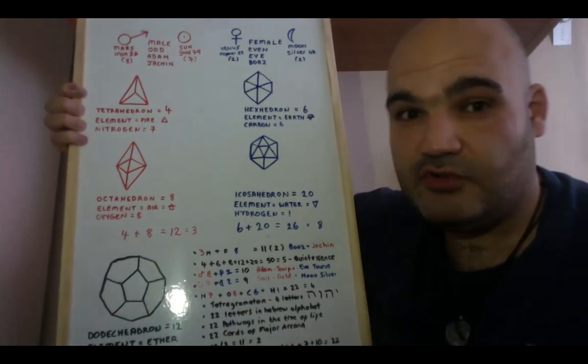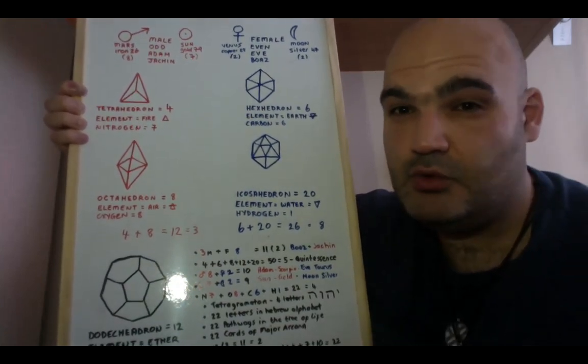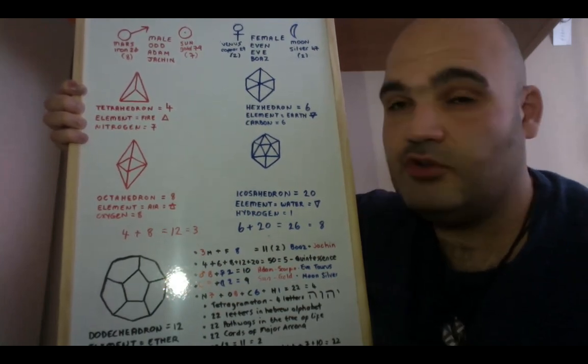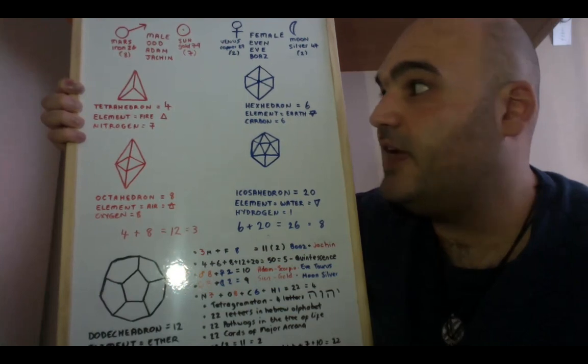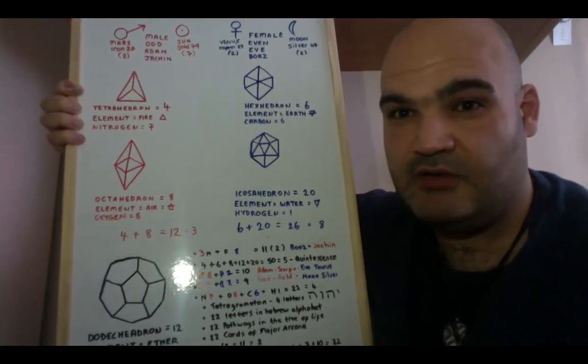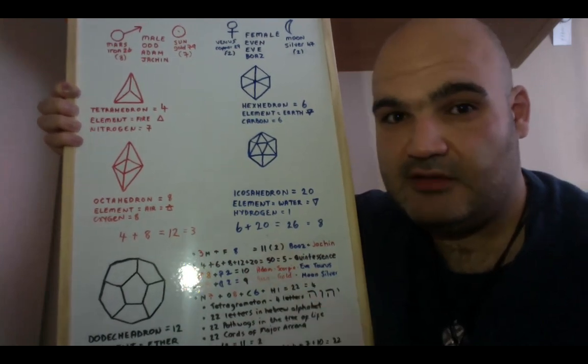So yeah, this was just a presentation showing you all the connections between the numbers in relation to the Platonic solids, the planets, the elements, and the Kabbalah and the Tree of Life, and many esoteric subjects.